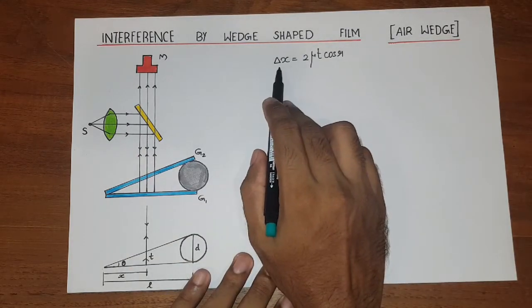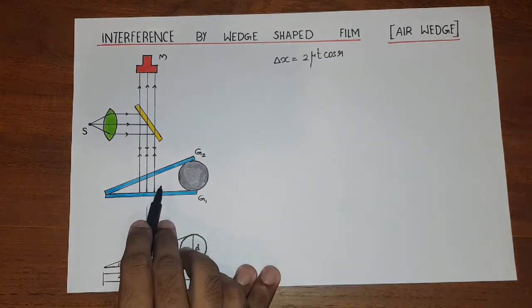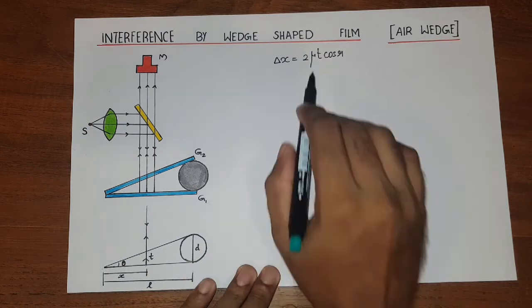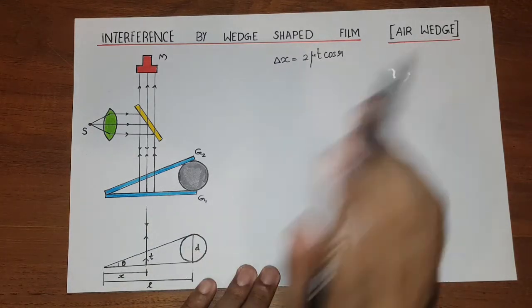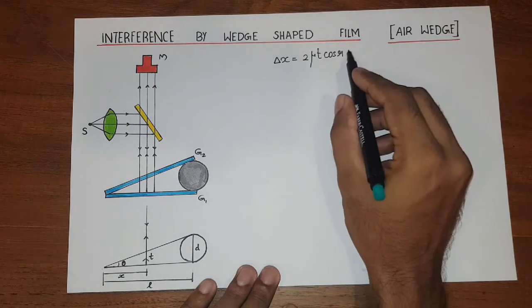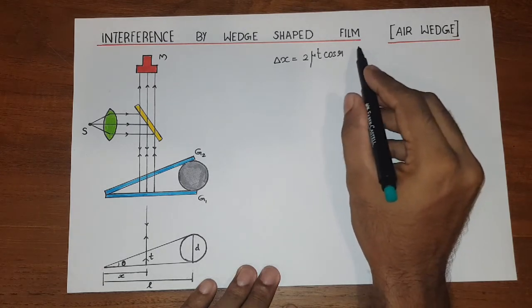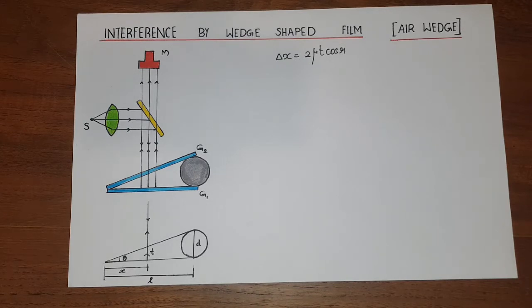This delta x is the path difference, mu is the refractive index of the medium present inside the wedge, t is the thickness of the film, and r is the angle of refraction. But in our last class discussion, we introduced an additional lambda by 2 path difference. Do you remember why? That path change was happening due to reflection. And is such a path change happening over here?